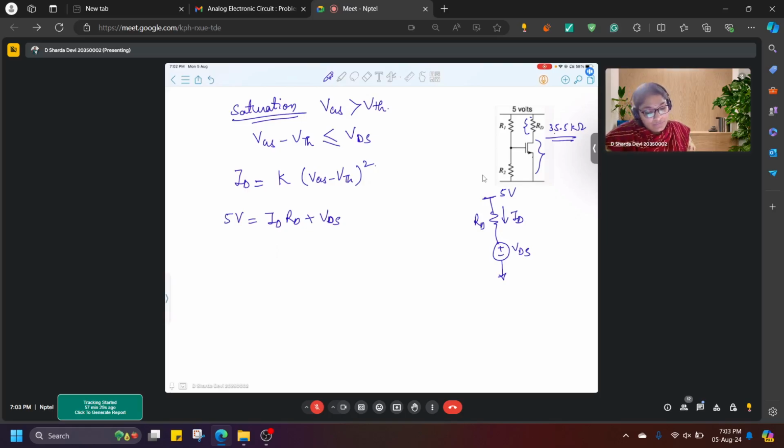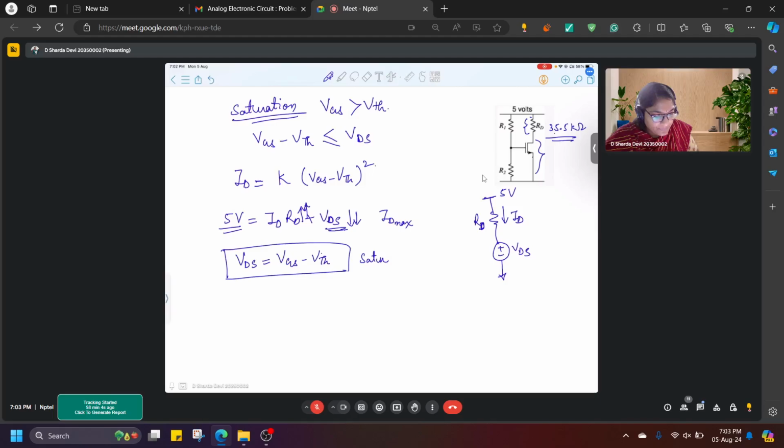Now, I want to find the maximum current. This 5 volts is fixed. If my current reaches its maximum, the drop across this RD will increase, so this will increase and ultimately this will reduce. So I should assume the smallest possible saturation value for VDS, that is VDS equal to VGS minus VT. This is the smallest possible condition for saturation. With this we will start.